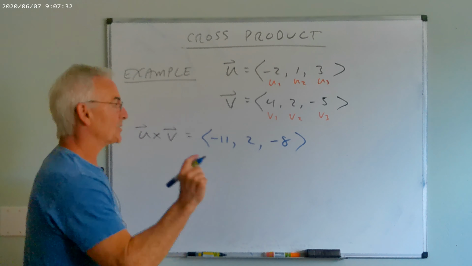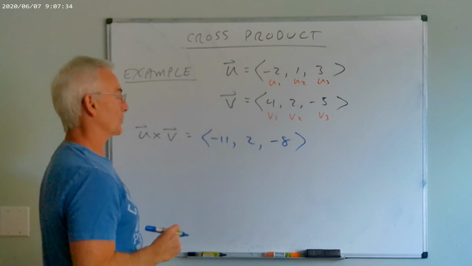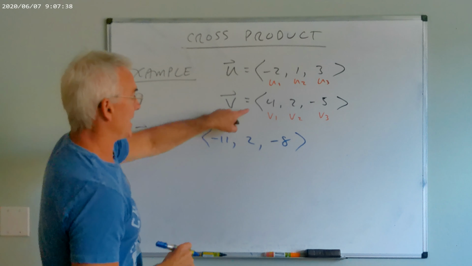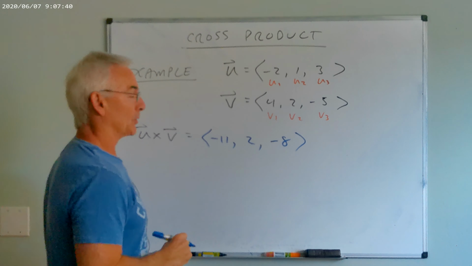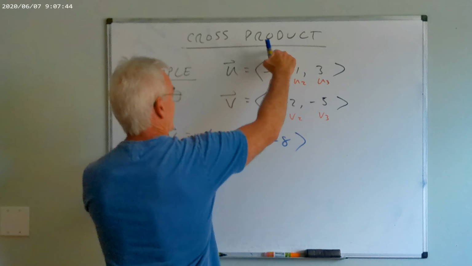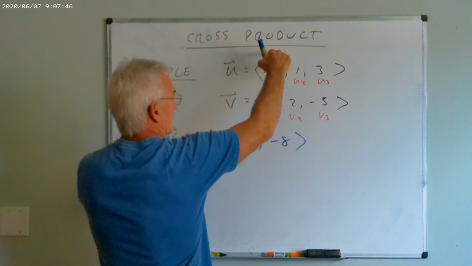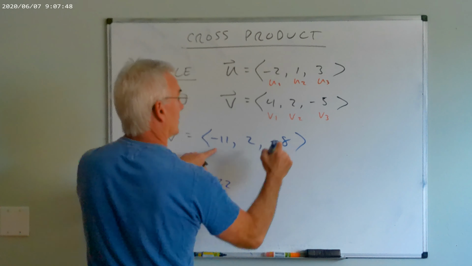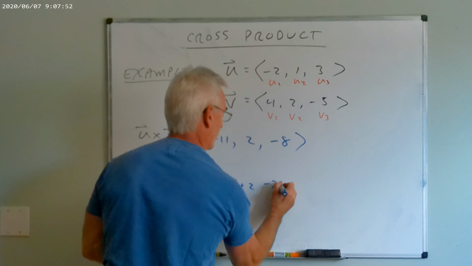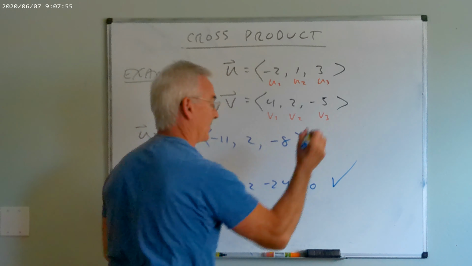Now, it's always possible I made an arithmetic error, so you should always check your cross product by doing a dot product. It doesn't matter which vector you choose. You're either going to get 0 in both cases or 0 in neither case. So let's suppose I choose the first vector. When I do this dot product here, I'll get 22 plus 2 minus 24, which is 0, and there's my check. I did it correctly.